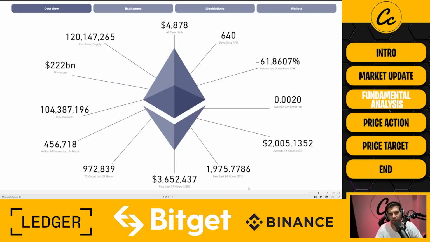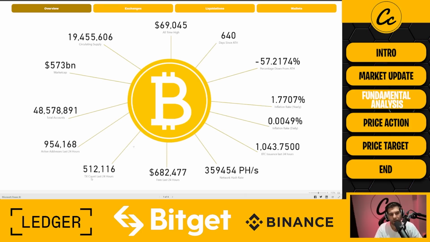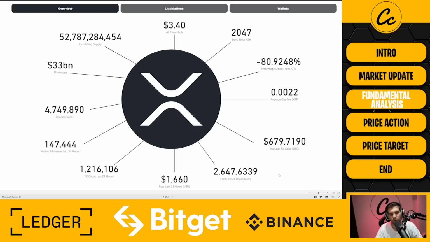This essentially tells us that XRP is a hell of a lot more efficient than some of these other platforms out there. We can even take a look at Bitcoin and reflect on how it is performing: 512,000 transactions at $682,000. So all of a sudden it becomes very apparent that XRP is very good at what it's designed to do, which is move money across the chain incredibly efficiently.